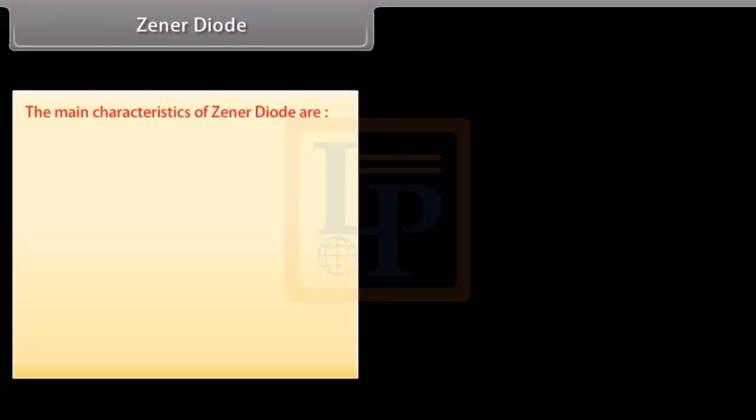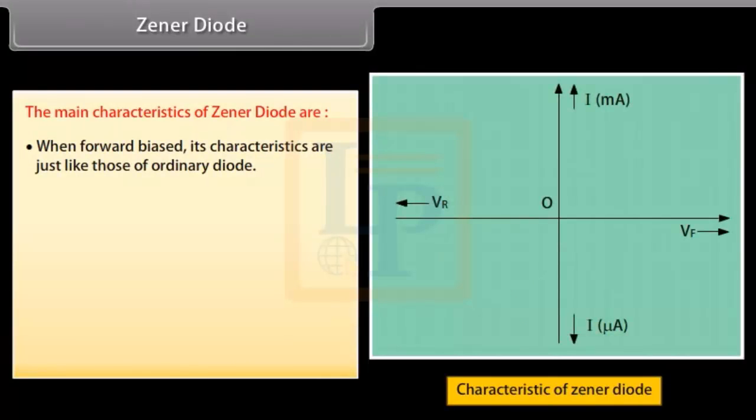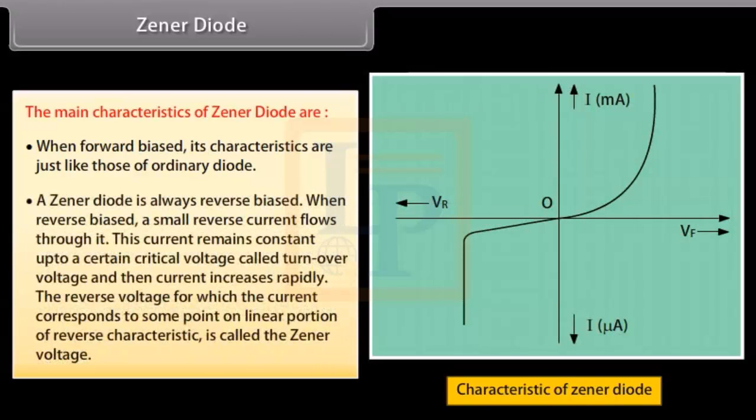The main characteristics of Zener diode are: when forward biased, its characteristics are just like those of ordinary diode. A Zener diode is always reverse biased. When reverse biased, a small reverse current flows through it. This current remains constant up to a certain critical voltage called turnover voltage, and then current increases rapidly. The reverse voltage for which the current corresponds to some point on linear portion of reverse characteristic is called the Zener voltage.